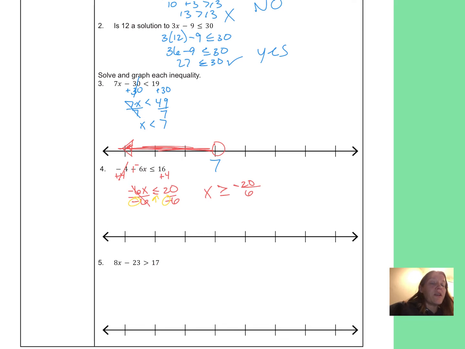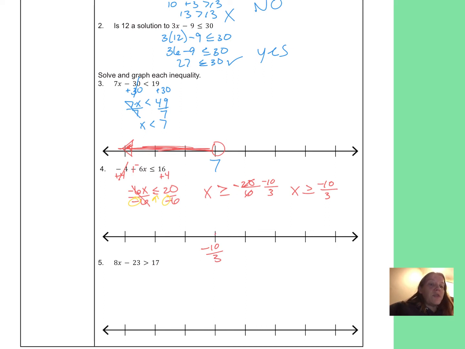I can divide these both by 2. So -20 divided by 2 is -10. 6 divided by 2 is 3. So really I have x is greater than or equal to -10 thirds. So I'm going to put -10 thirds in the middle.